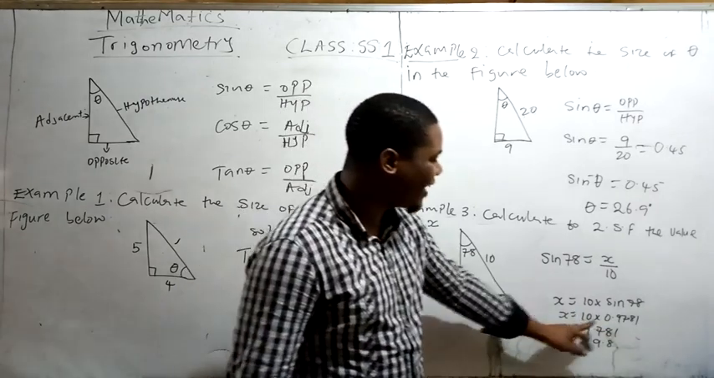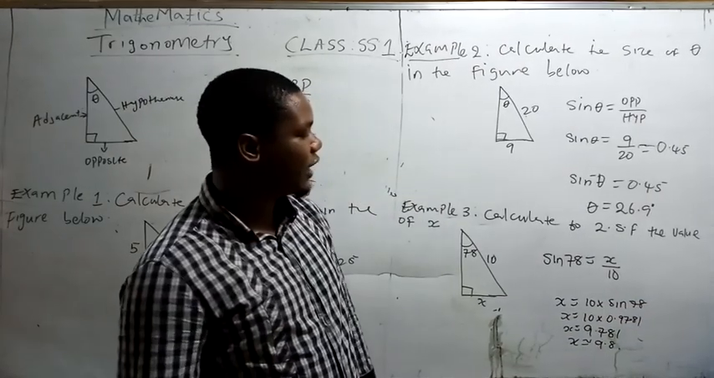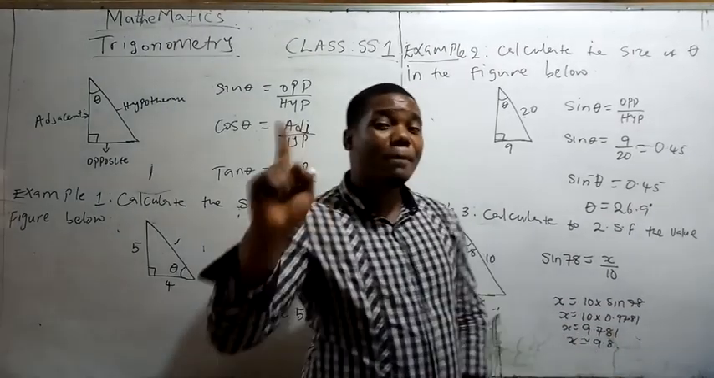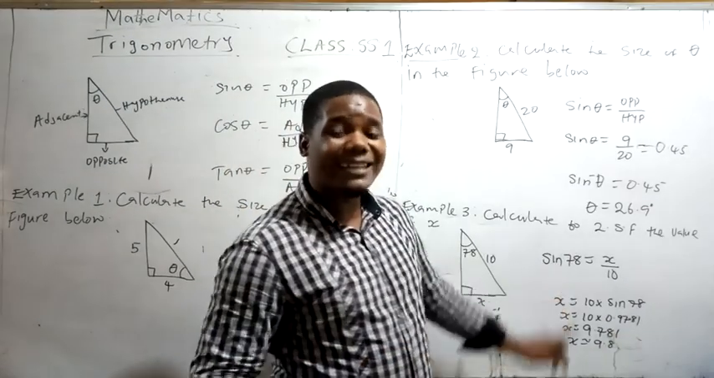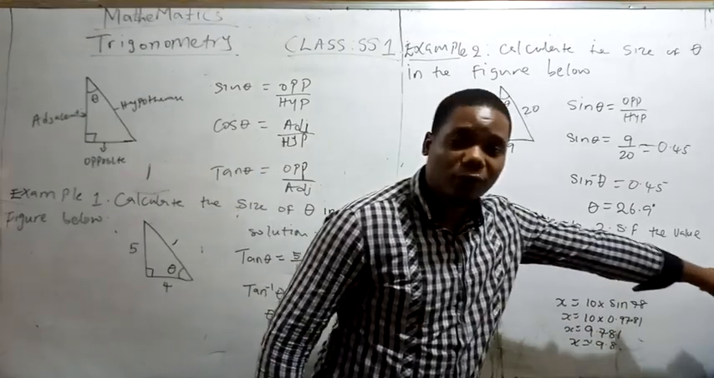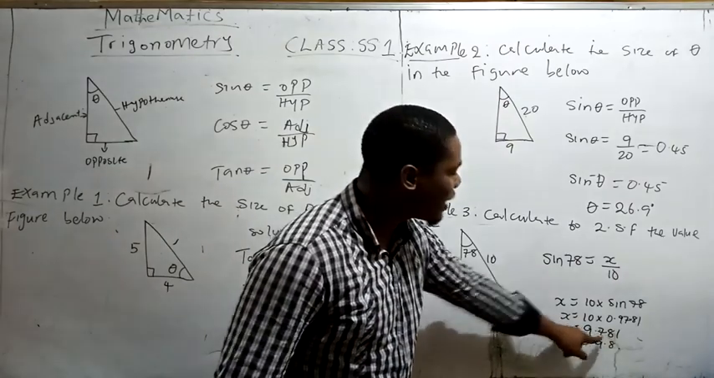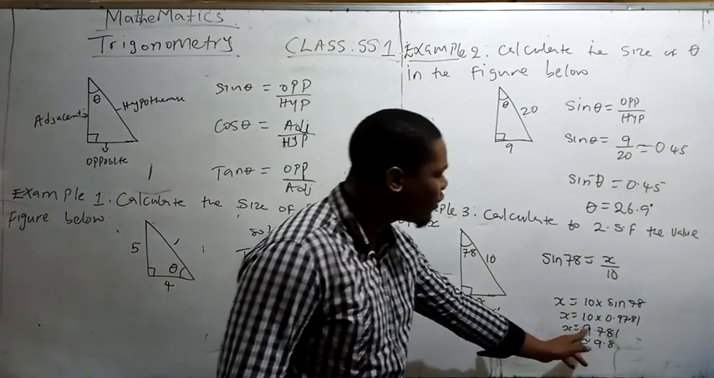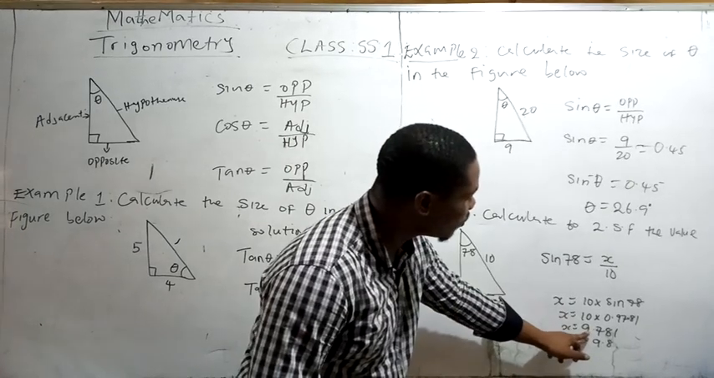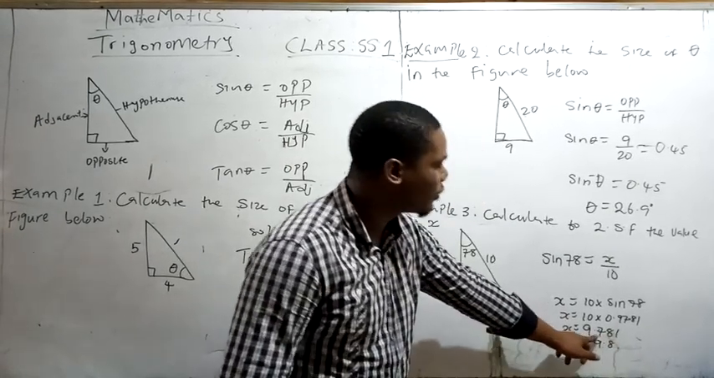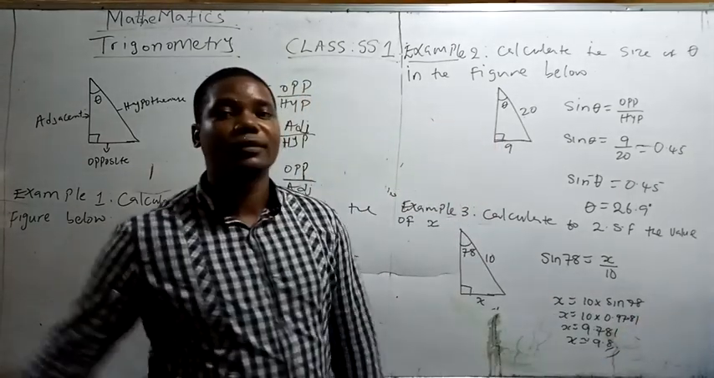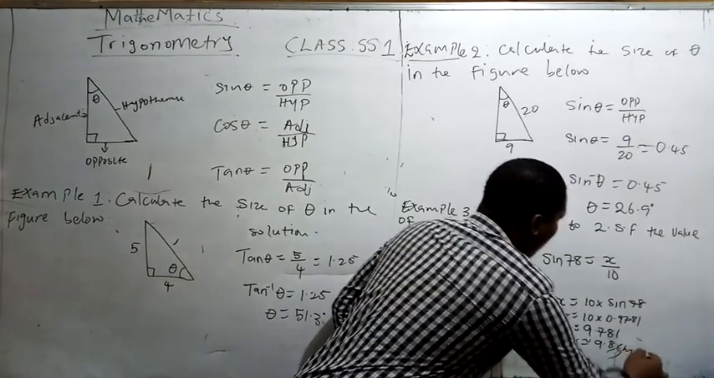What you do, you multiply 10 times 0.9781, which will give you 9.781. Remember the instruction. Even in WAEC, that instruction is very, very important. To two significant figures, you will round it up. Significant figures begin from the first non-zero digit from your left-hand side. So I will round up 8 and add it here. That is where I have my answer to be 9.8 centimeters.